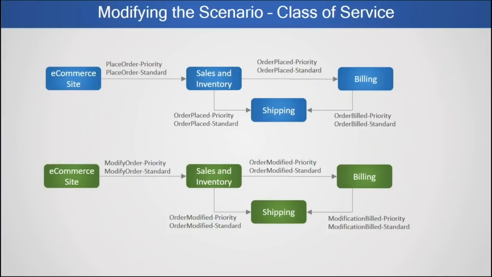Right, let's modify it a bit. We're going to add a class of service. So we've got some customers who are very important to us, so they get priority processing. So fast tracks throughout the system, throughout all the applications. They all need to prioritize the processing of priority orders, and even standard customers can pay more and get a priority order as well. So we only care about this with regard to placing orders and modifying orders.